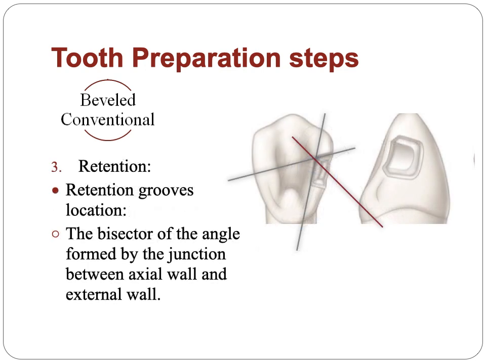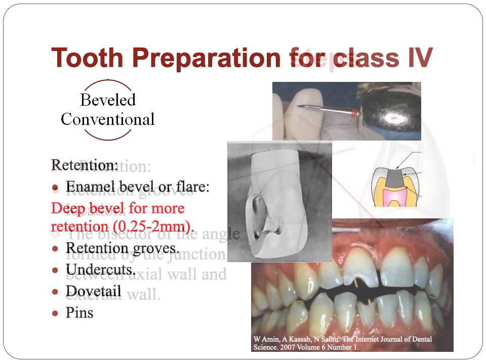And the location is exactly like before. You will take a line parallel to the external wall and another line parallel to the axial wall, and take your bisector, which is the red arrow. Then you will have the exact location for placing your groove.